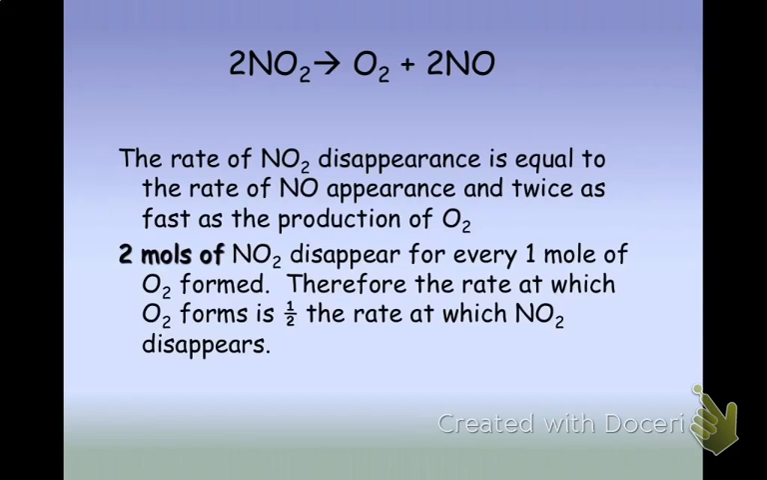Another way to say it is 2 moles of NO2 disappear for every 1 mole of O2 formed. So therefore, the rate at which O2 forms is going to be equal to half the rate at which NO2 disappears.